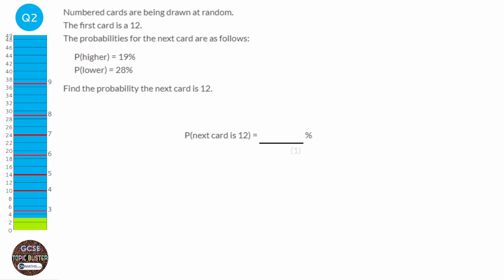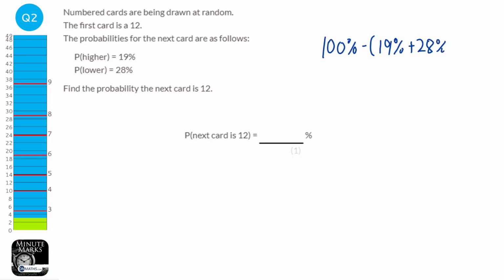So the only options for the next card are for them to be higher, lower, or equal to 12. We already know that the probability for it being higher is 19% and lower is 28%. And all probabilities have to add up to 1, or in this case, because it's percentages, 100%. So to work out the probability that is missing, we're going to take away the 19% and the 28% from 100% to see what's left, and that's 53%.